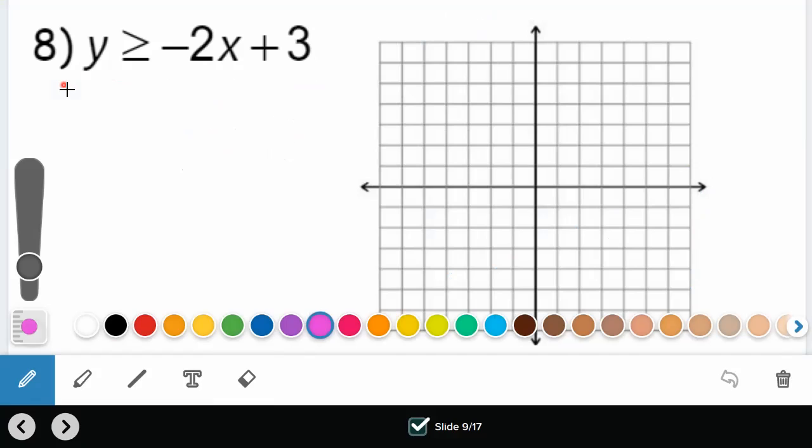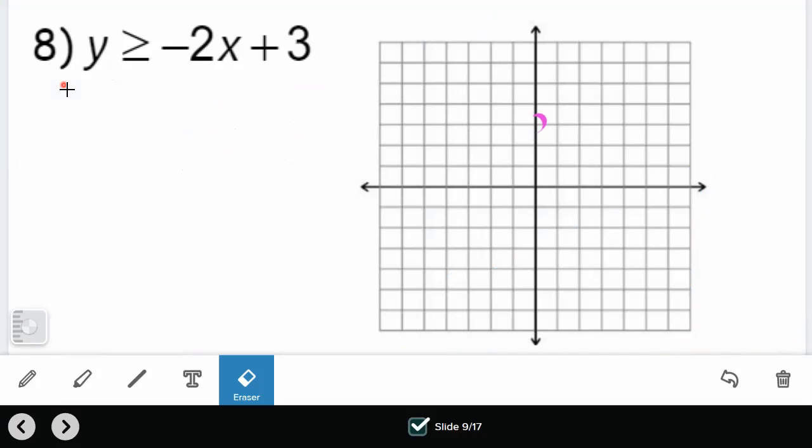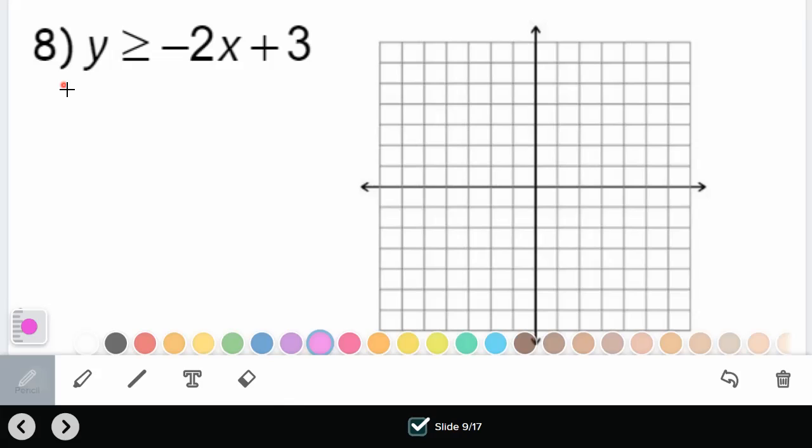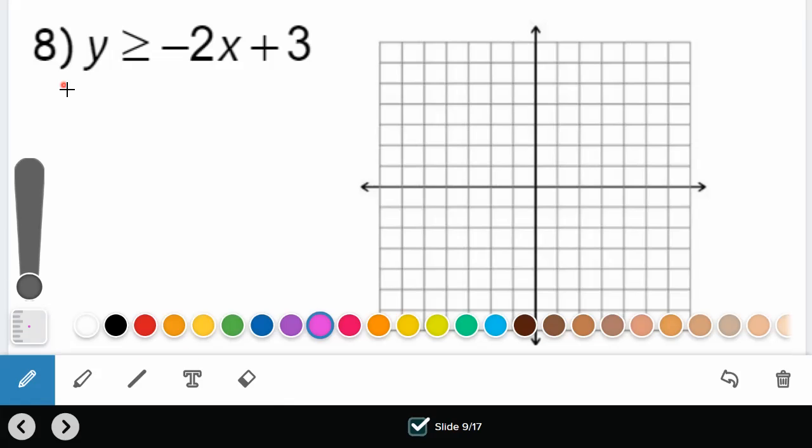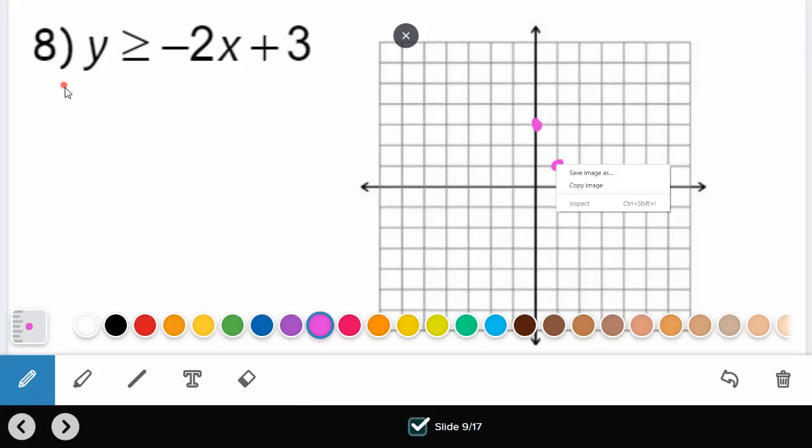My y-intercept is going to be 3. So I'm going to start at 3. Let's make that a little smaller. It's kind of big. So my y-intercept is going to be 3. Try again. Okay. And then from there, we're going to be going down 2 over 1 to the right. Down 2 over 1.